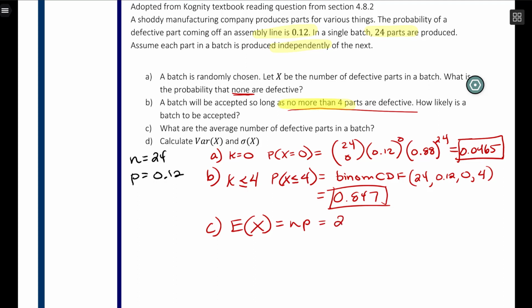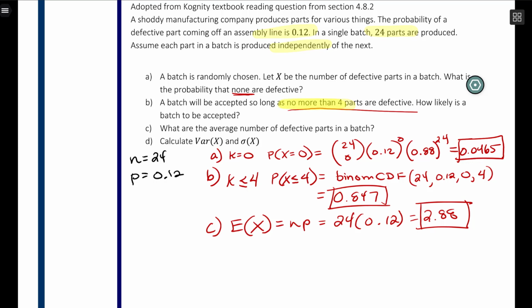N hasn't changed. That's still 24. P hasn't changed either. Times 0.12. Punch that in your calculator, and you will end up with 2.88. So if we have many batches that are produced all day long, which is pretty common for a manufacturing plant, what this tells me is that for every batch of 24 parts, I can expect on average almost 3 of those parts to be defective. And that seems pretty crazy. No wonder they are not such a great manufacturing company.